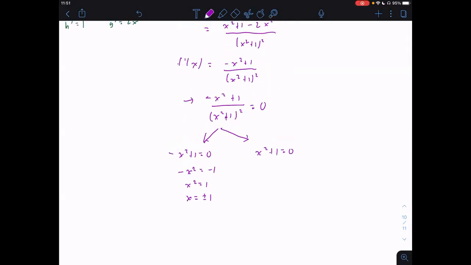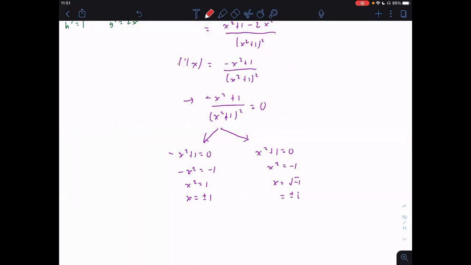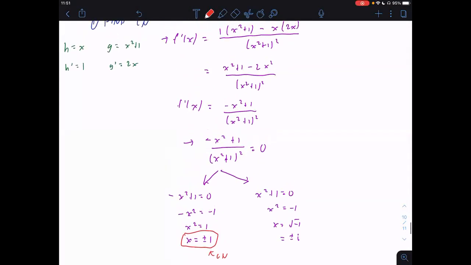But now in this case, we're going to have x squared equals negative 1. In other words, x equals square root of negative 1. Can we square root a negative number? No, because that's just going to give us two imaginary values, plus or minus i. So in this case, our two critical values are at plus and minus 1. These two values we plug into this function will make it 0. So here we have our two critical numbers.